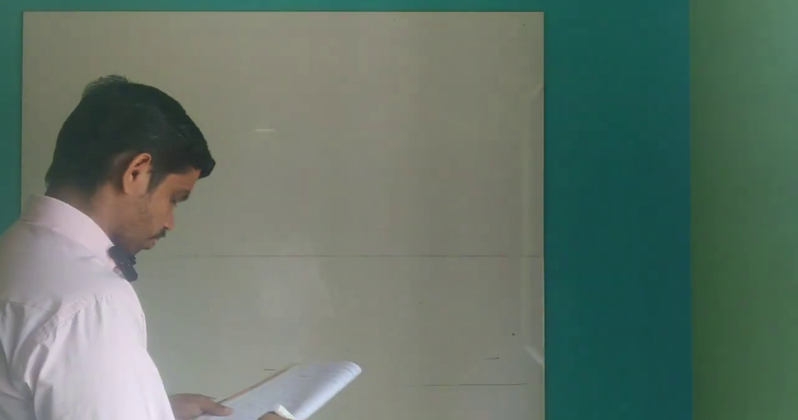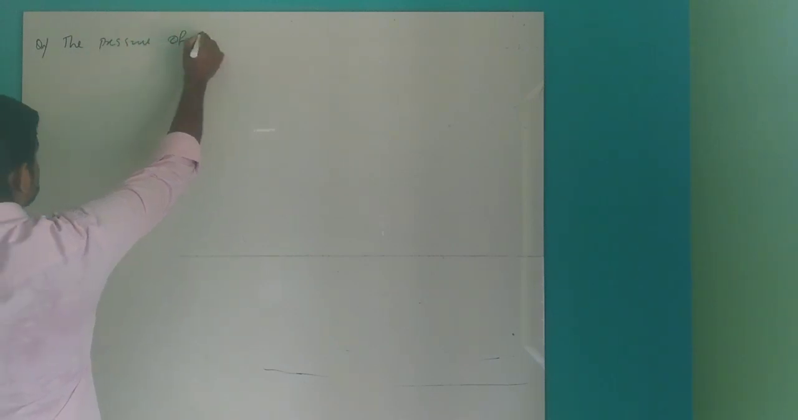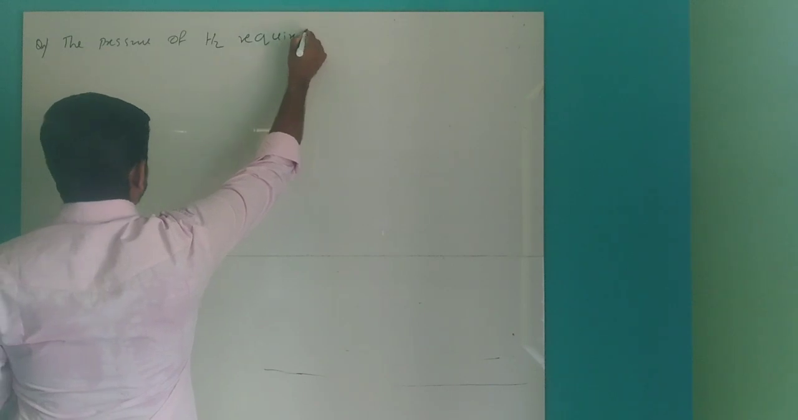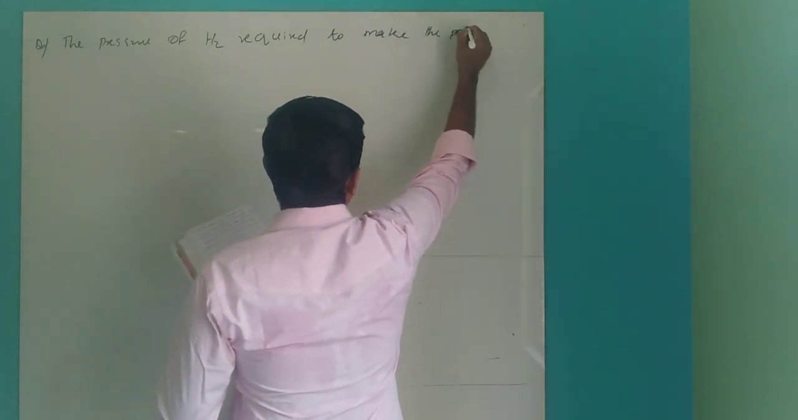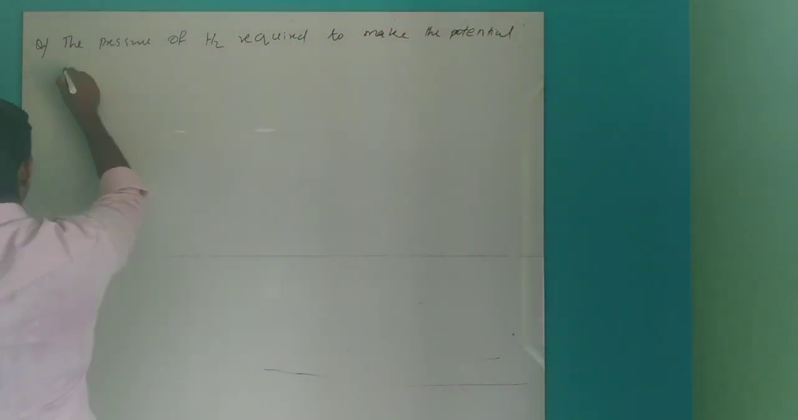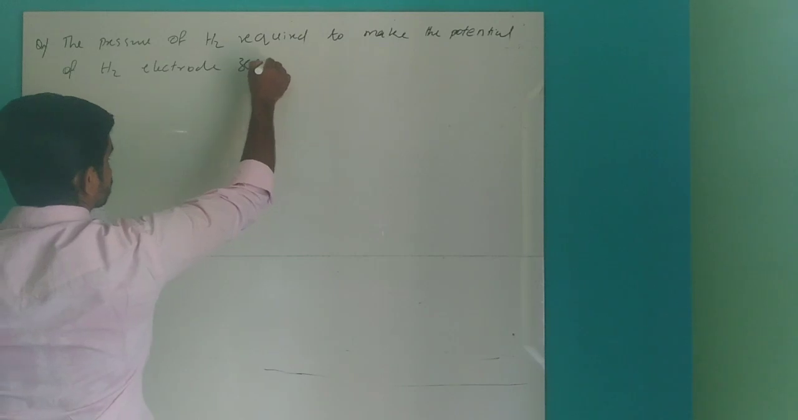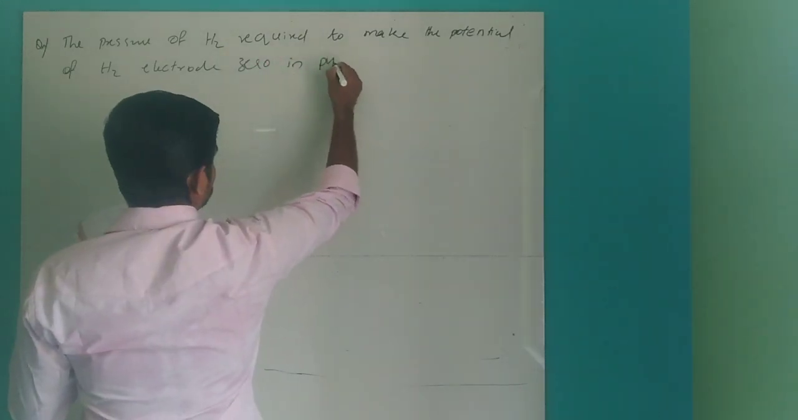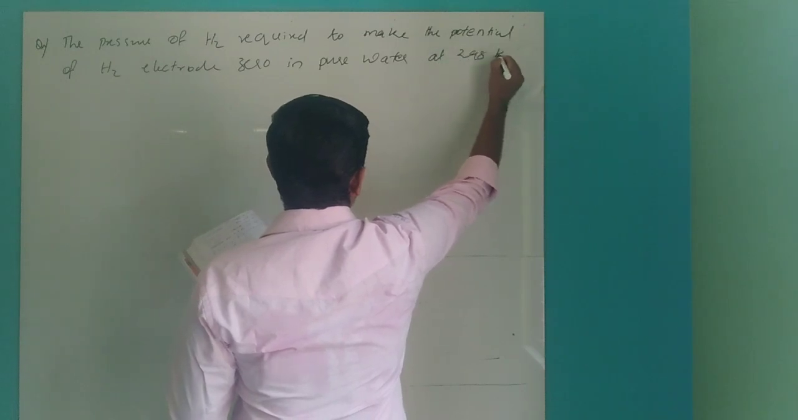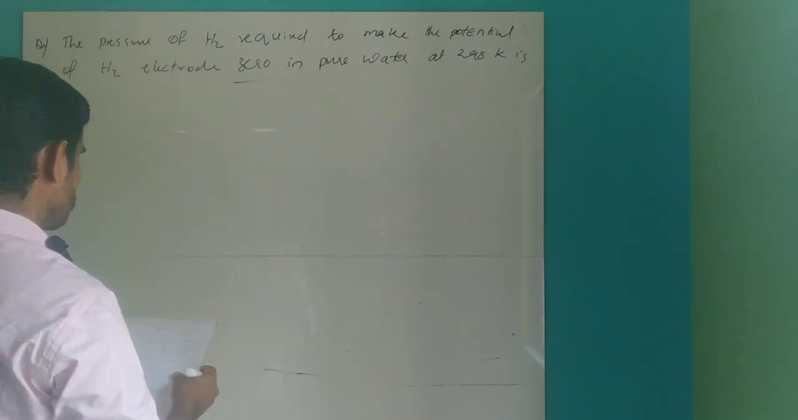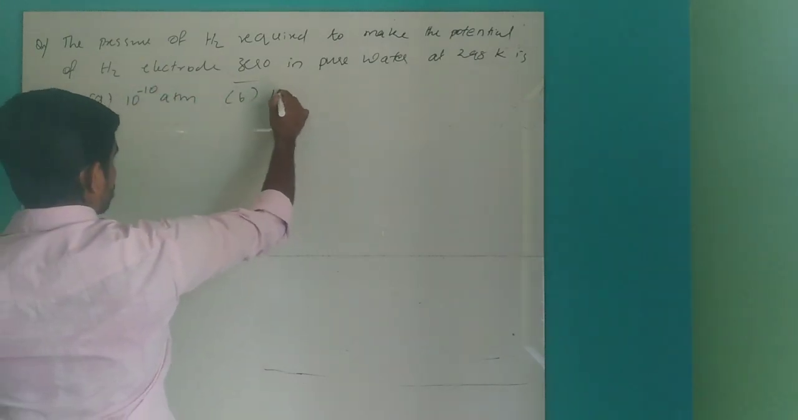Next problem. The pressure of H2 required to make the potential of the hydrogen electrode 0 in pure water at 298 Kelvin is: option A, 10 power minus 10 atm. Option B, 10 power minus 4 atm.